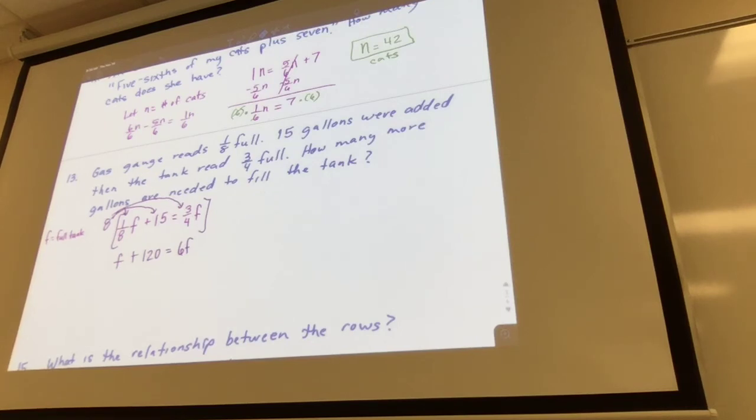Okay? Now, I want to move everything that has an F on the same side. So if I move this F over here, subtract F from this side, subtract F from the other side. 120 is equal to 6 minus 1, which is 5F. To get F by itself, since they multiply by 5, we what? Divide both sides by 5. So 120 divided by 5 is going to be 24.